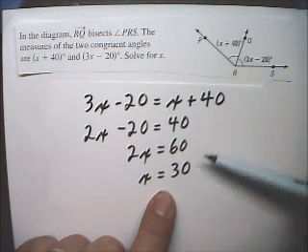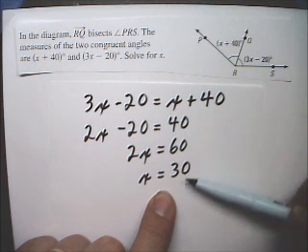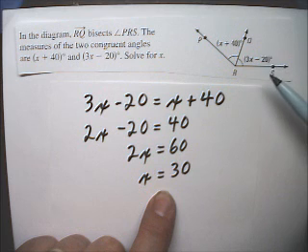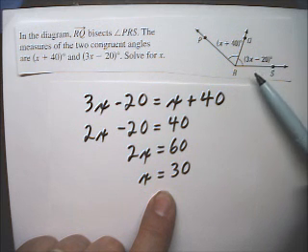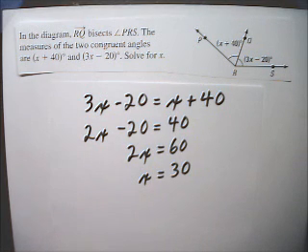And these two angles are both 70. You see, x plus 40, that would be 30 plus 40 is 70. And we should get the same thing here. Let's see, 3 times 30 is 90, minus 20 is also 70.